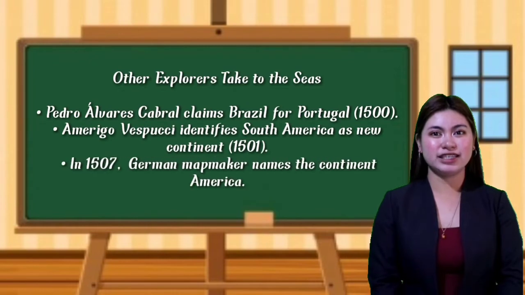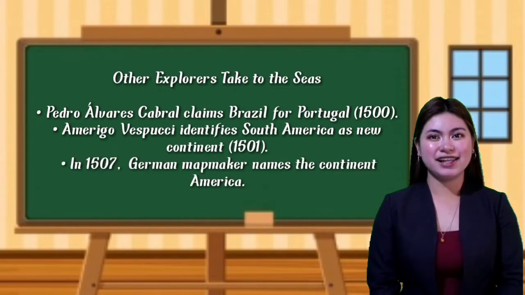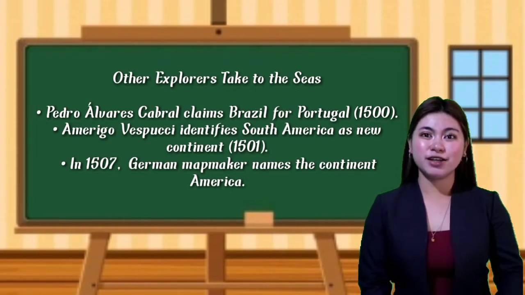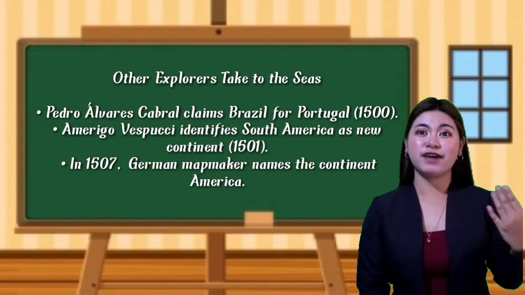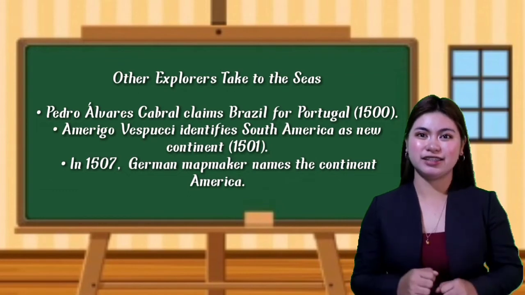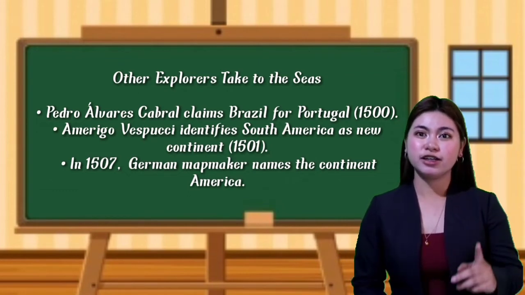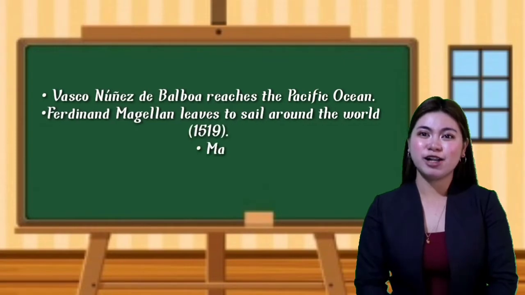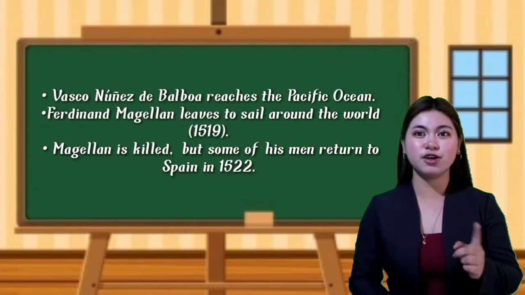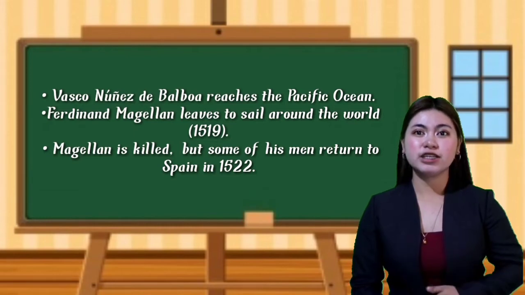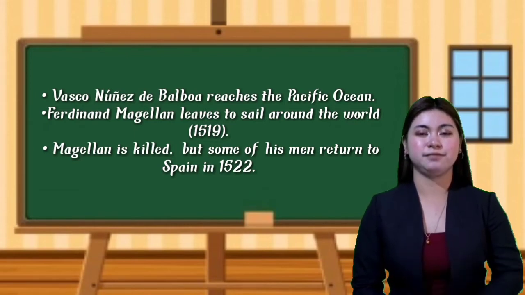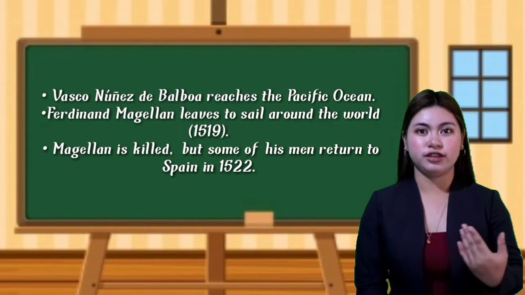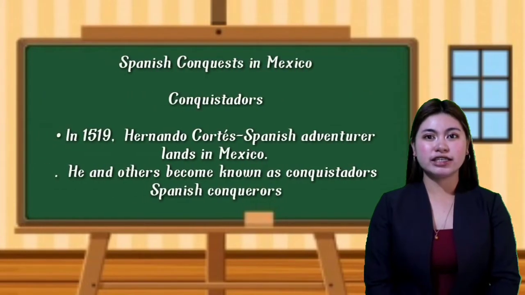Other explorers take to the seas. Pedro Álvares Cabral claims Brazil for Portugal in 1500. Amerigo Vespucci identifies South America as a new continent. In 1507, a German mapmaker names the continent America. And Vasco Núñez de Balboa reaches the Pacific Ocean. Ferdinand Magellan leaves to sail around the world in 1519. Magellan is killed, but some of his men return to Spain in 1522.